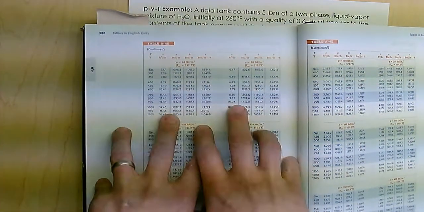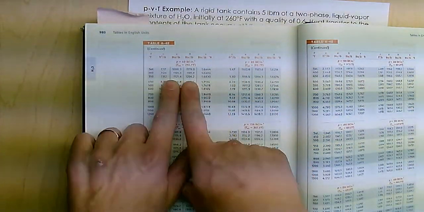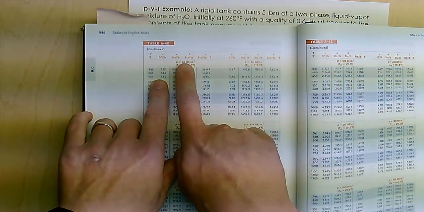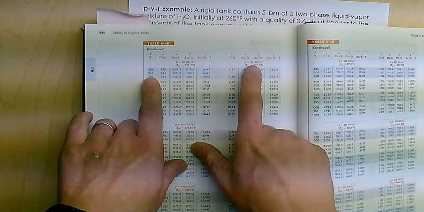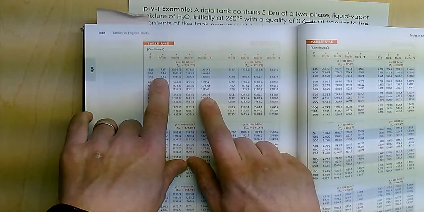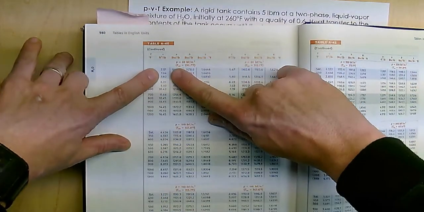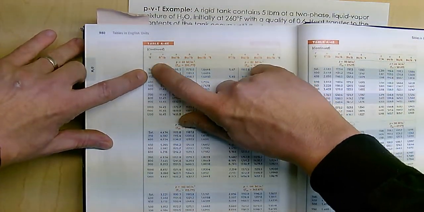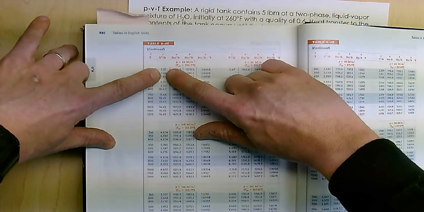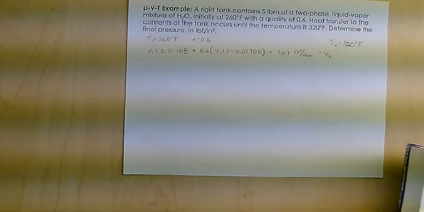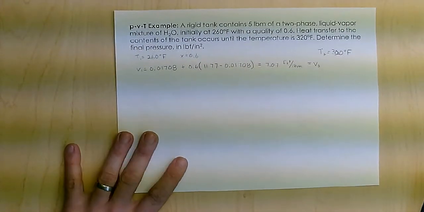But in order to show you this interpolation, I want to show you this. So what I'm going to do first is find what my volume is at 60 psi and 320. Then I'm going to do 80 psi and 320. Okay, so at 60, I'm going to interpolate between 300 and 350 to find this volume. So let's go ahead and do that.